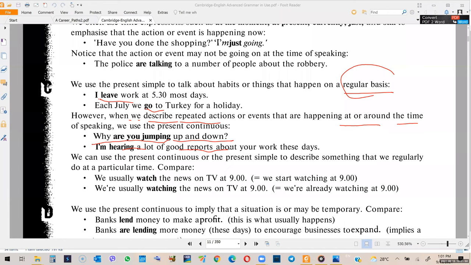We can use the present continuous or the present simple to describe something that we regularly do at a particular time. For example, we usually watch the news on TV at 9. We start watching at 9. We are usually watching the news on TV at 9. We are already watching it.